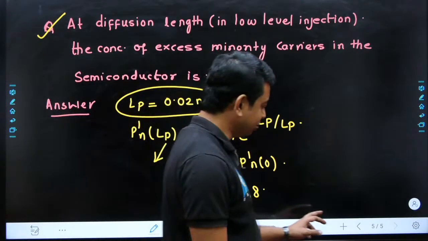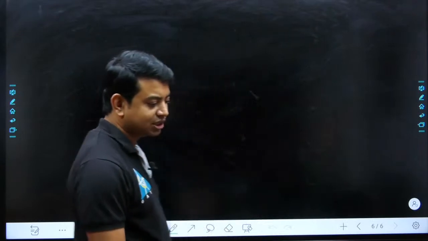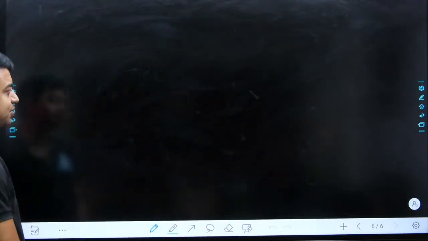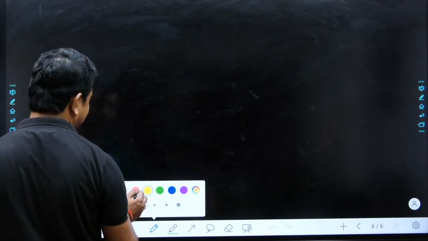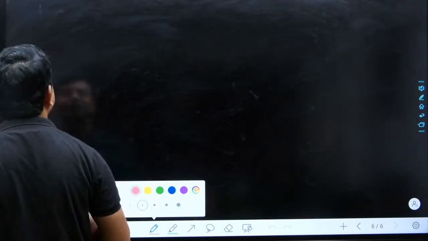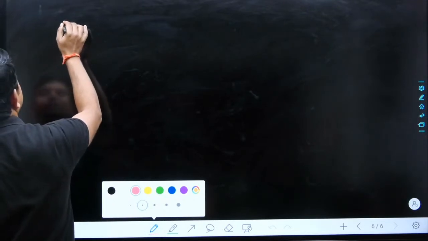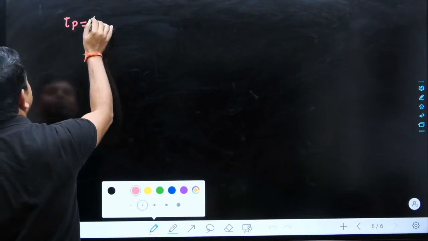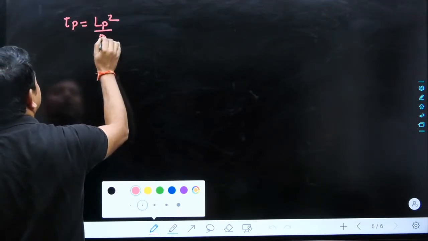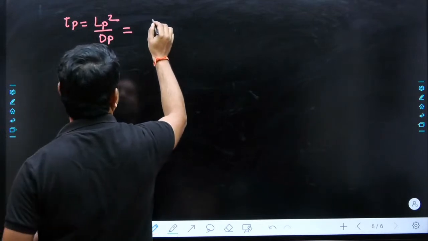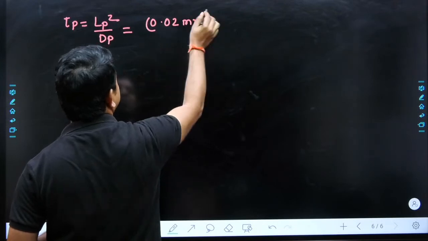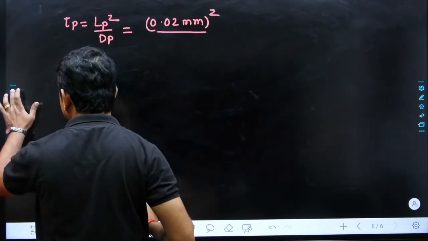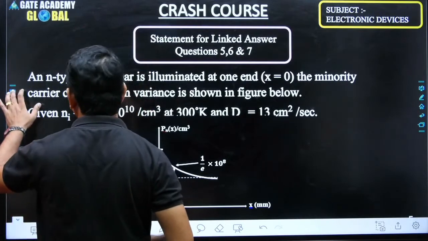So take this concept into your account. At diffusion length, the concentration of minority charge carriers will be decreased by 1 upon e times the excess charge carrier concentration at distance 0. You just remember this, which is very much required for understanding the concept. And now we have to answer what is tau p. Tau p is equal to LP square divided by DP. So here LP square is 0.02 mm squared, and DP is given as 13 centimeter square per second.